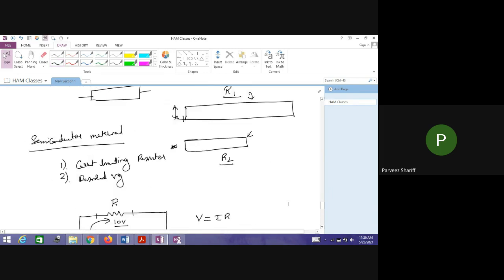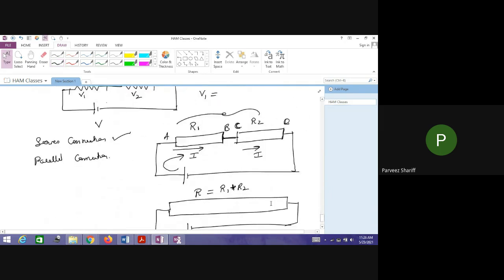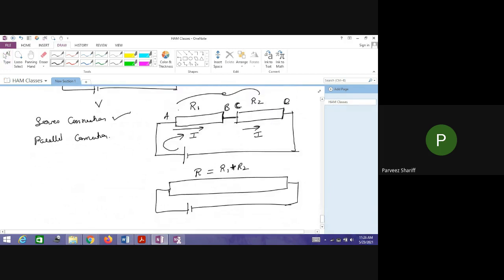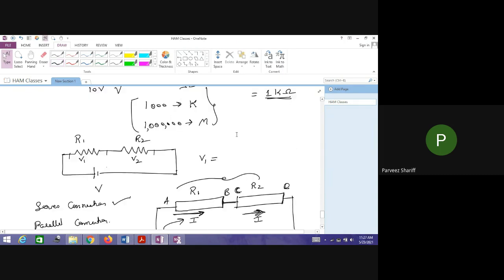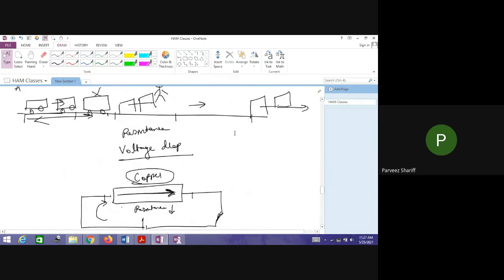So likewise, the amount of current which is flowing here in the first conductor and the second conductor will remain the same. There is no change in the flow of current because these are connected in a series fashion. Let me come back to the same example of the check post.